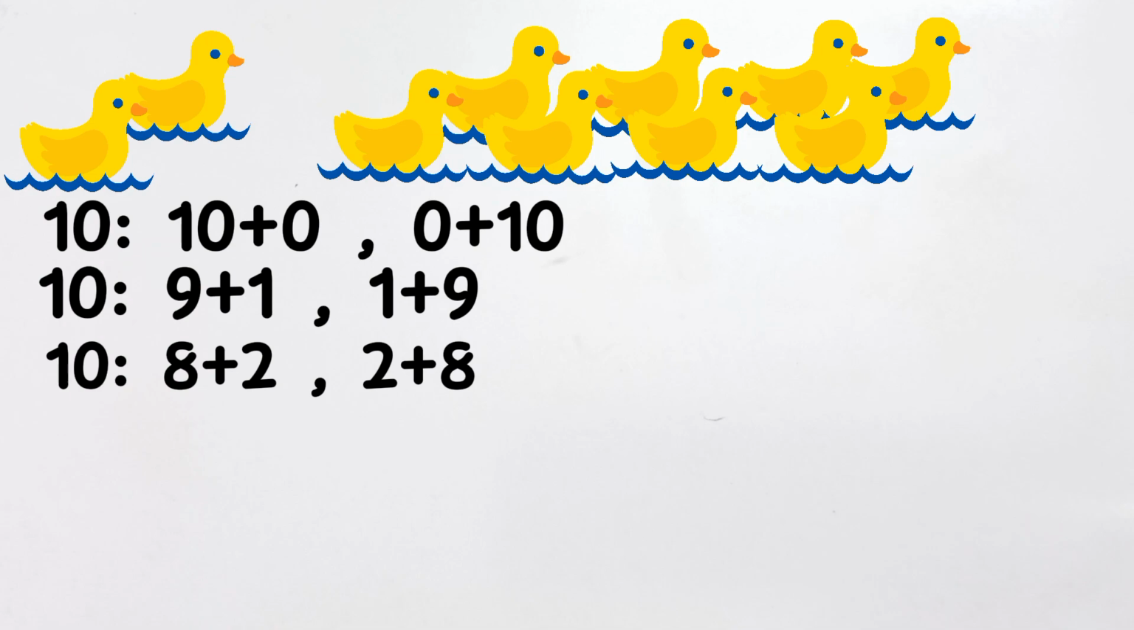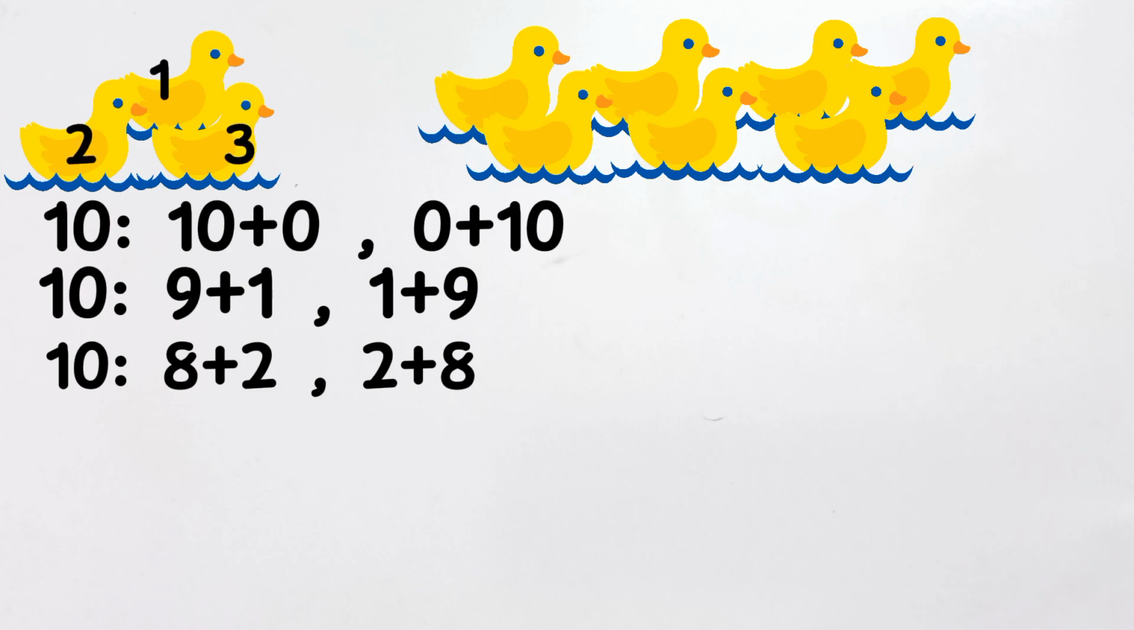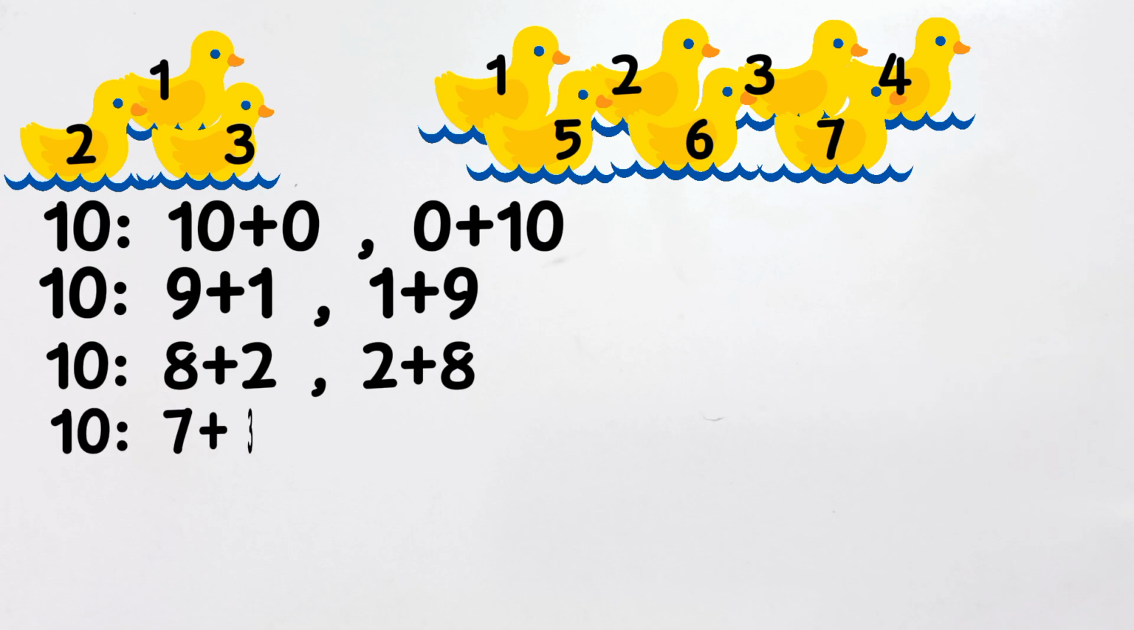Now another duckling floats away and joins the company of 2, making a group of 3, leaving behind 7 ducklings. Now there are 2 groups of 7 ducklings and 3 ducklings. This gives us two number bonds of 10, 7 plus 3 and 3 plus 7.